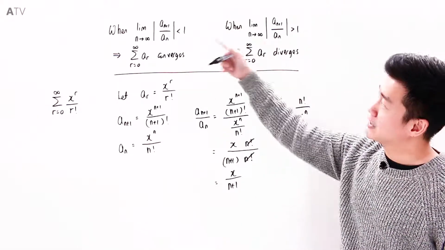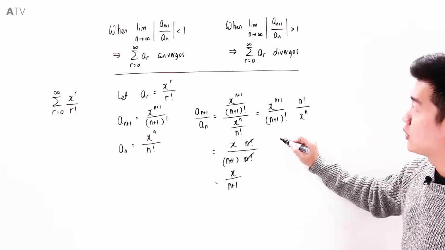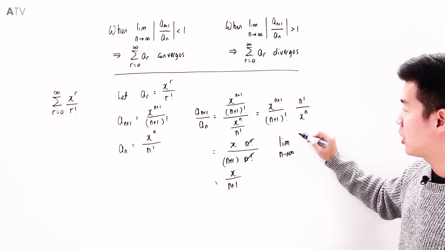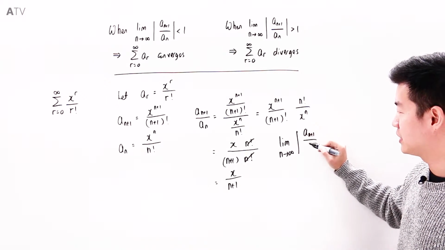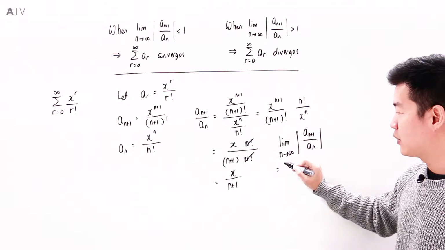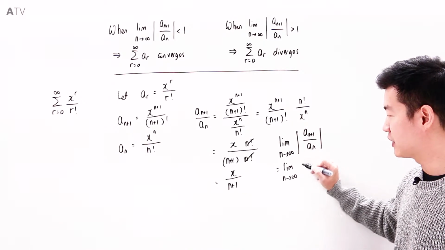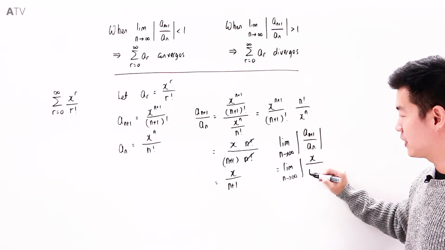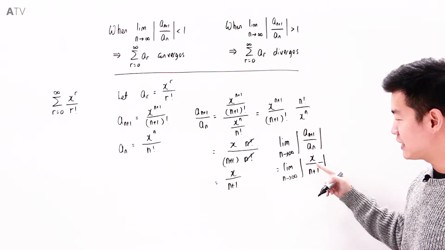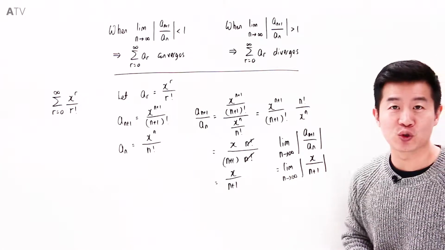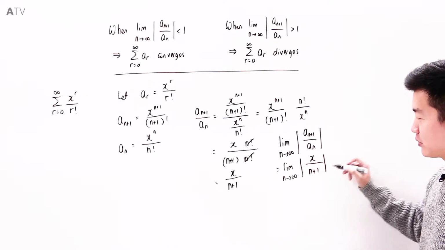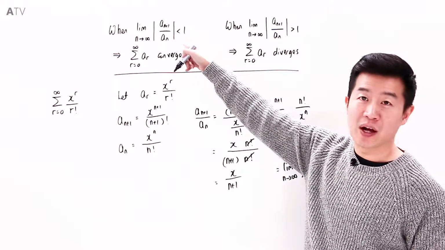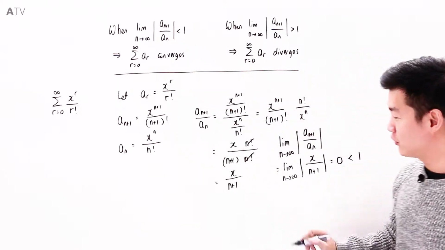And now we can try to use the test that is given to us by the question. We are going to try to find out what is the limit as n tends to infinity of the modulus of a_(n+1) divided by a_n. And we have found out that a_(n+1) divided by a_n for this particular summation is x over n+1. So when n tends to infinity, that means the denominator here will go to infinity, so this entire expression will become 0. And 0 by itself is numerically less than 1, which means that it satisfies this condition over here.